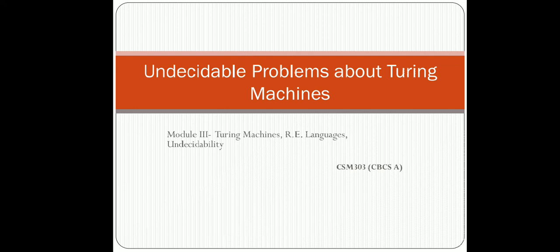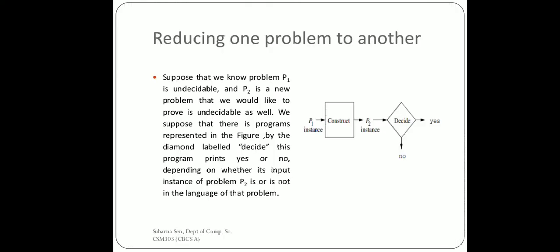After learning this, we will move to an important theorem, that is Rice's theorem, and we prove Rice's theorem with the help of the universal Turing machine, which we learned in our previous class. Before directly moving to the topic, we will see one important thing: how one problem can be reduced to another, and what the benefit of reducing one problem to another problem is.